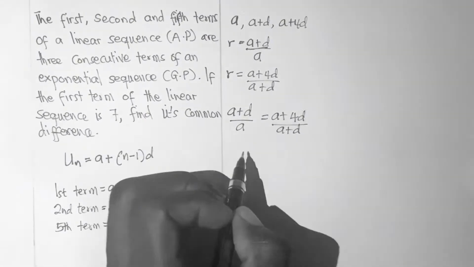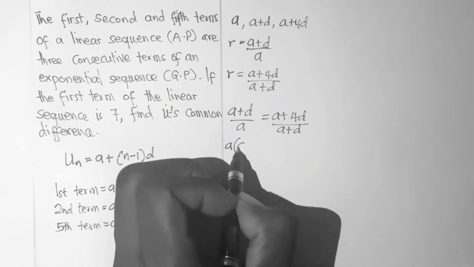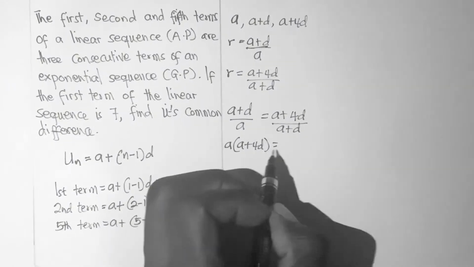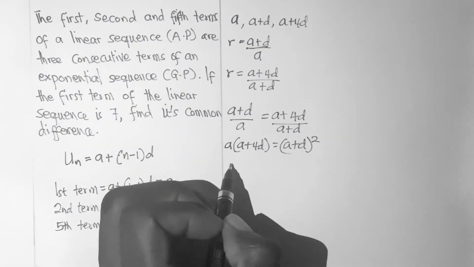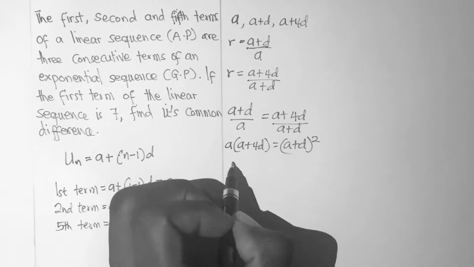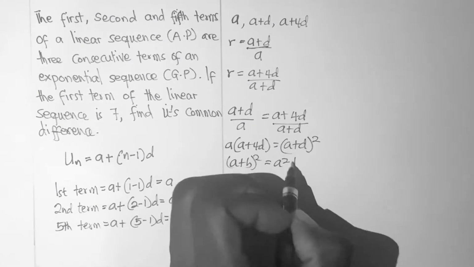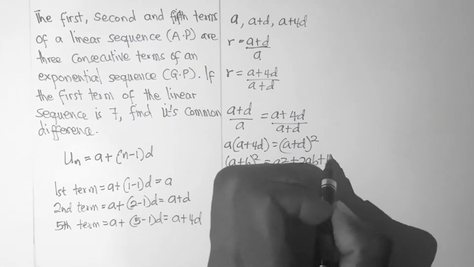So we need to cross multiply. So if we cross multiply, it will become a times a plus 4d equals, now here's a plus d, here's a plus d. So that is a plus d times a plus d, which is a plus d squared. Now we can use binomial expansion here. If we have a plus b all squared, it's equal to a squared plus 2 times a times b, which is 2ab, then plus b squared.